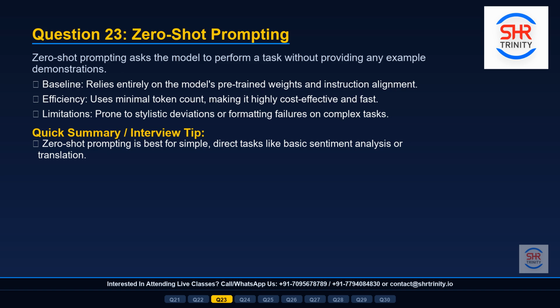Zero-shot is the fastest and most token-efficient prompting method, but it can struggle with complex formatting rules or highly specialized reasoning tasks where the model needs to see a demonstration to understand the expected style.